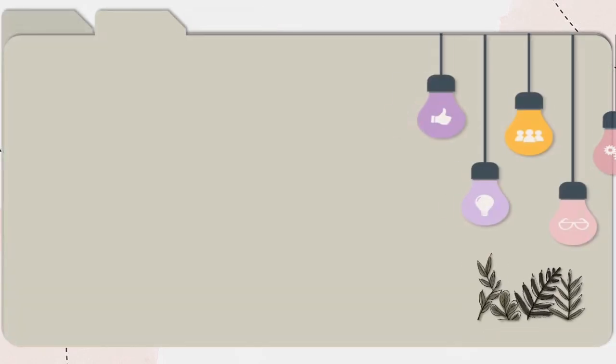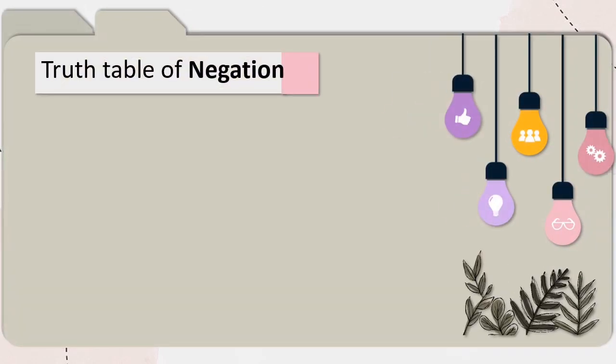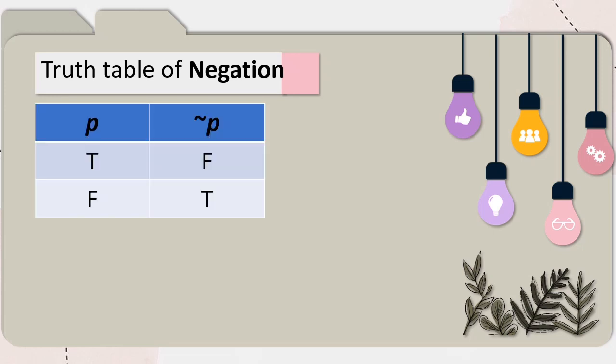So we have the first type of statement, the negation. In negation, if P represents the statement, then the negation of P is written as negation P and read not P. When a statement is true, its negation is false, and when a statement is false, its negation is true. That is, a statement and its negation have opposite truth values. This relationship between a statement and its negation is summarized in the table of negation.